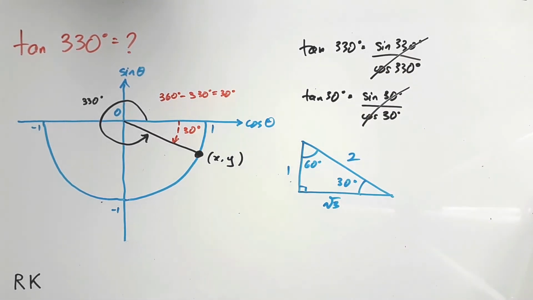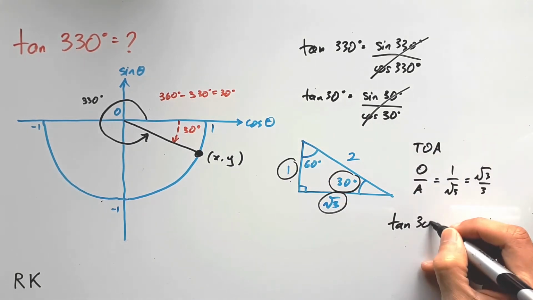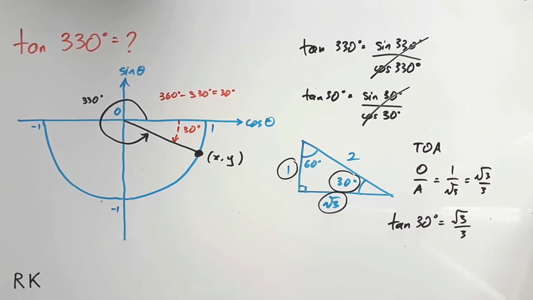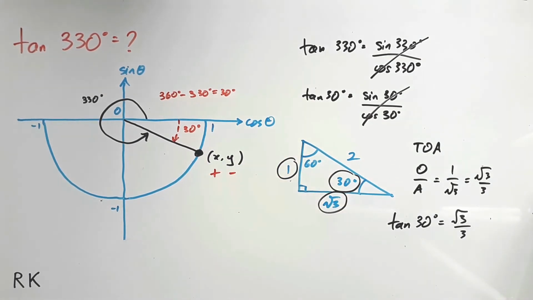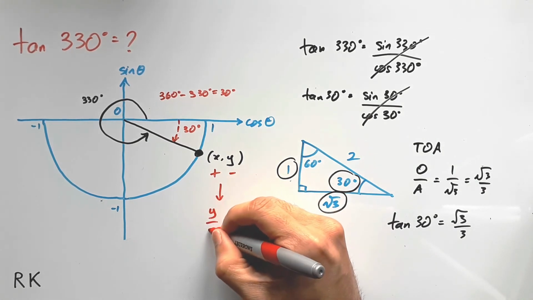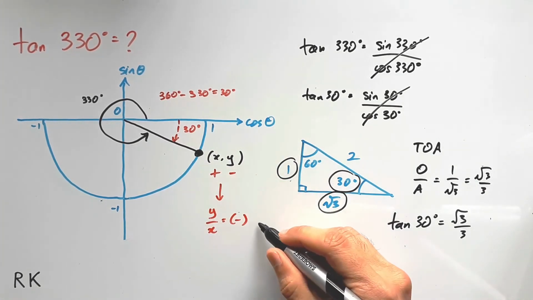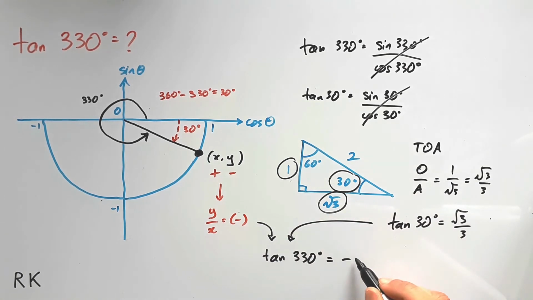Using the 60-30 special triangle, we'll find tangent 30 to be root 3 on 3. But is it positive or negative in the fourth quadrant? Since sine divides cos to give us tangent, that's the same as saying y divided by x on our point. No matter what the values of x are, it's going to be positive on the right side of the graph, and y is going to be negative below. So dividing such values will always yield a negative result. This means tangent 330 degrees is negative root 3 on 3. And that's it.